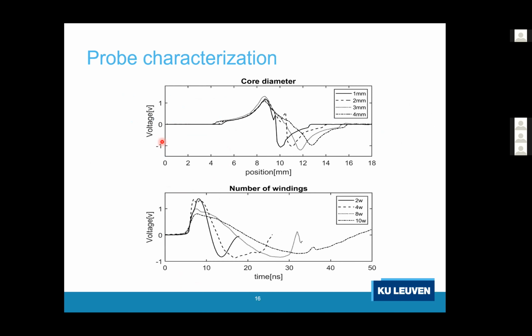So then if we change the core diameter, but we keep everything else the same, so use the same capacitor, the same number of windings, then you can clearly see, so the x-axis here is the spatial resolution of your probe, that the bigger you take your probe diameter, the lower your spatial resolution will be.